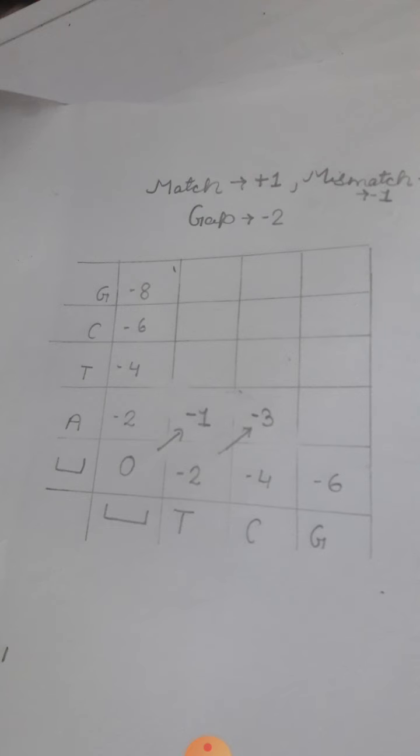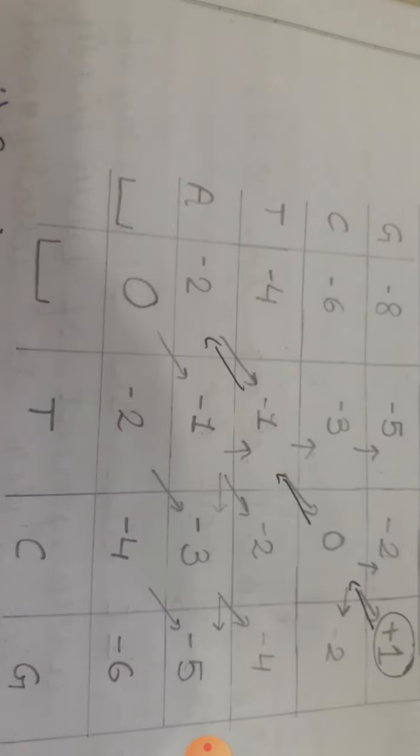Now in the same manner we should fill the entire box. After filling the entire box, we should find the maximum value in it. The maximum value is +1. It is in the top right corner. So just circle that highest value. Here, when the complete box is filled up, our first process is complete, that is making of the scoring matrix.